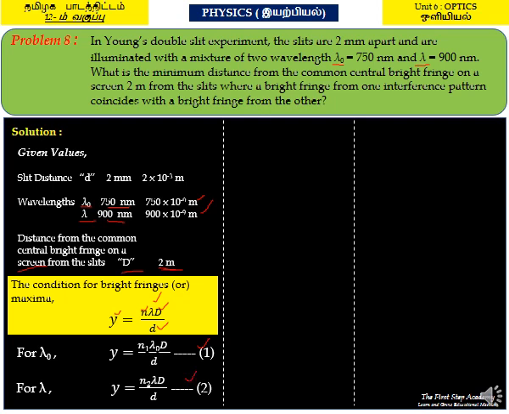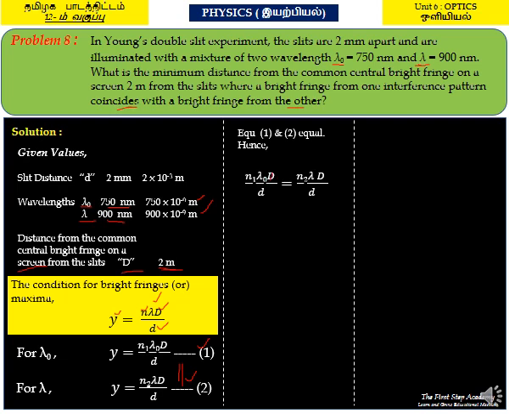Look at this problem. There is a statement that a bright fringe from one interference pattern coincides with a bright fringe from the other. So there are two wavelengths. The bright fringe from one wavelength coincides with the bright fringe from the second wavelength, right? So with this statement we can consider that equation 1 is equal to equation 2. So the distance for lambda naught is equal to the distance for lambda. Hence, equating 1 and 2, we can write n1 lambda naught capital D divided by small d is equal to n2 lambda capital D divided by small d.